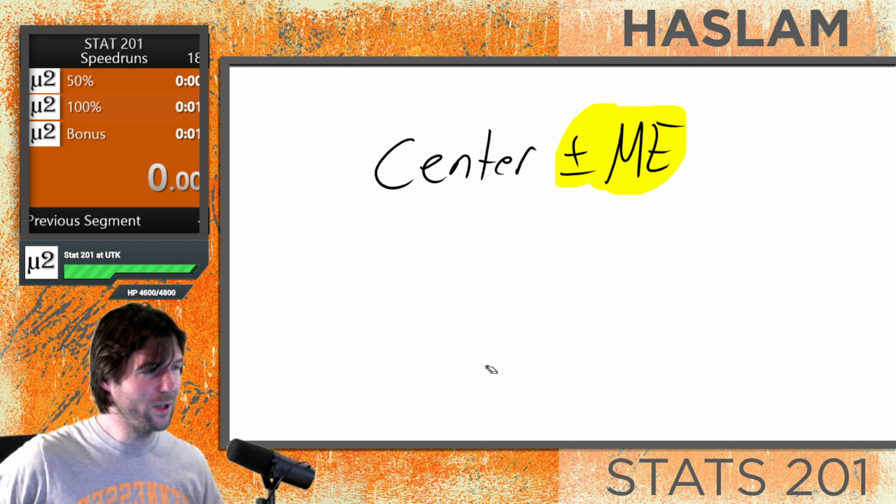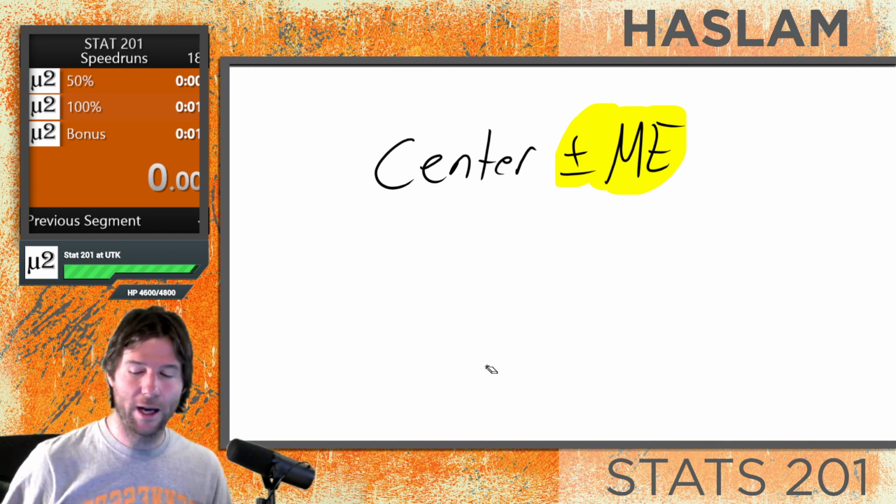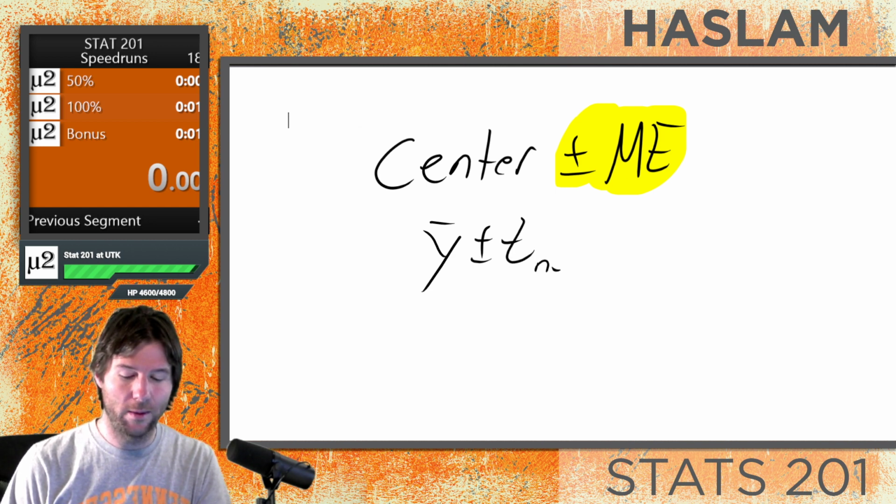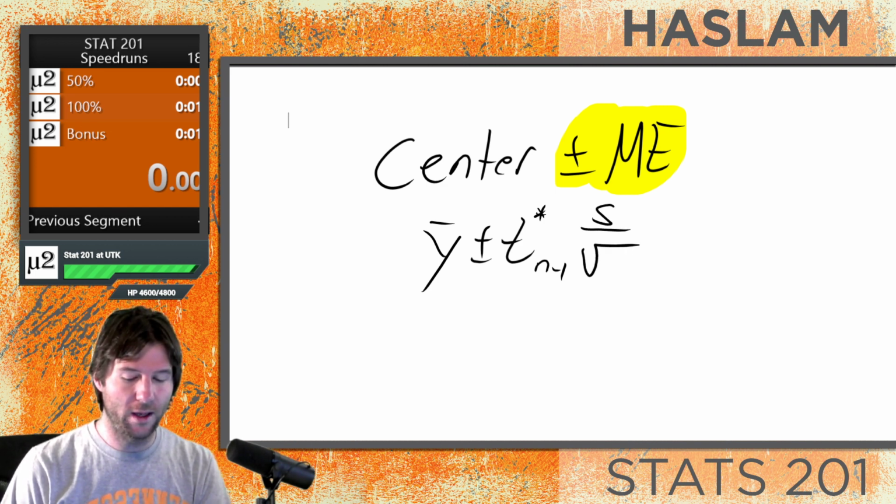But we can write some intervals right here that we do in our class. We could write some intervals like y bar plus or minus a t statistic with n minus 1 degrees of freedom. We put a star right here, which means you get to pick that t, and then we do s over square root of n.